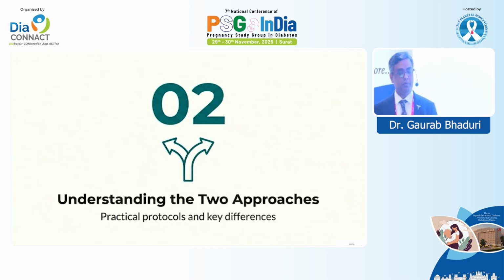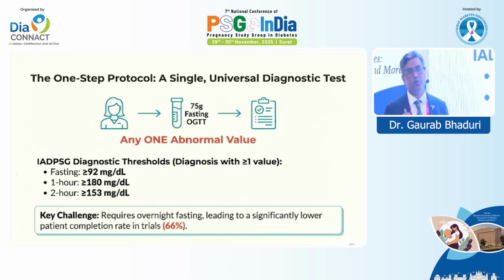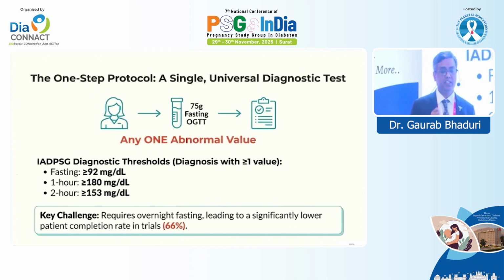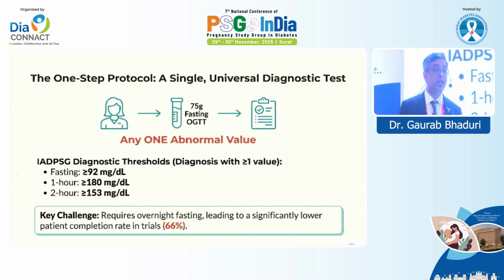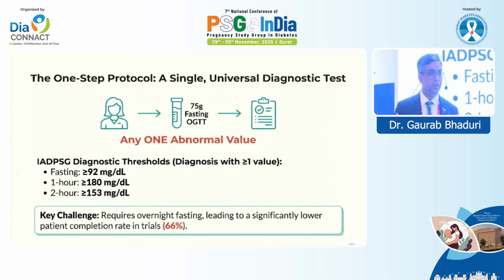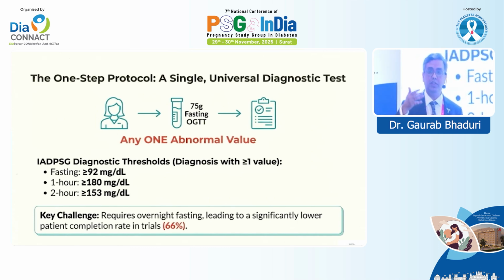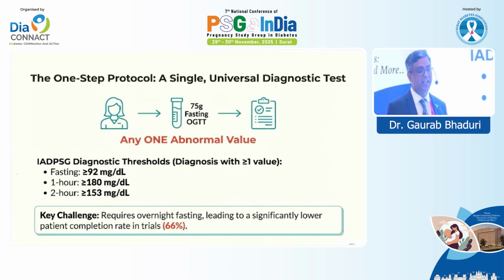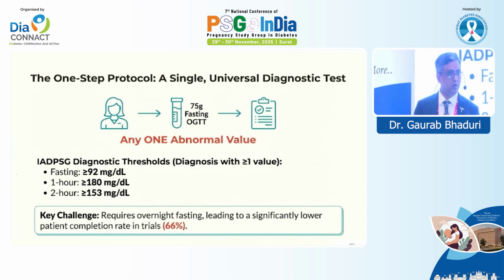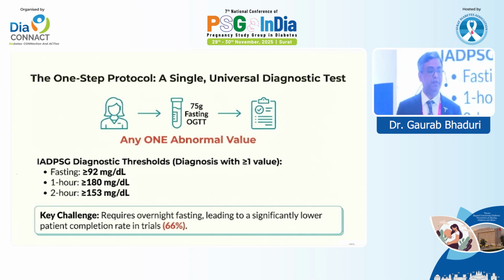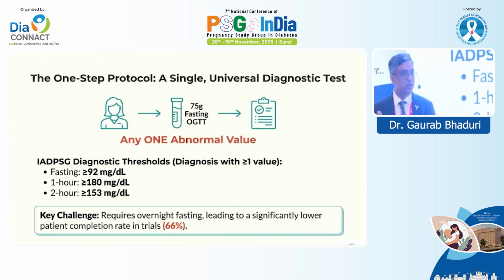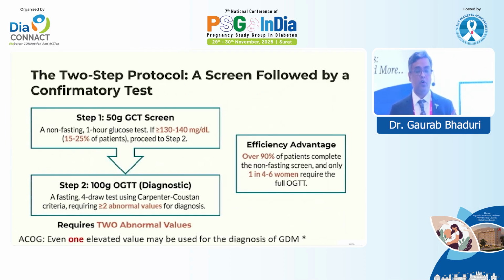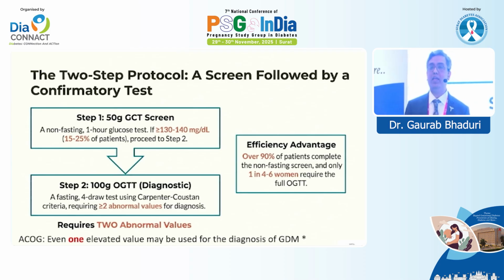Understanding the two approaches is very important. The one-step protocol is a very simple one. You have a single universal diagnostic test, with the patient coming in fasting and given a 75-gram oral glucose tolerance test. You have three draws, the fasting, the 1 hour and the 2 hour, and if one abnormal value crosses the threshold, then you are able to clinch the diagnosis. The key challenge is that it requires overnight fasting, and that leads to a significantly lower patient completion rate in the trials.